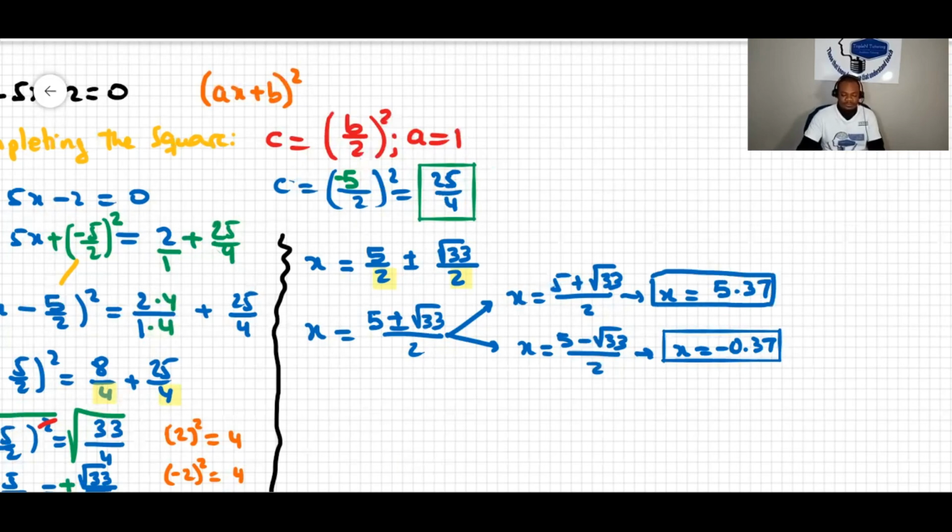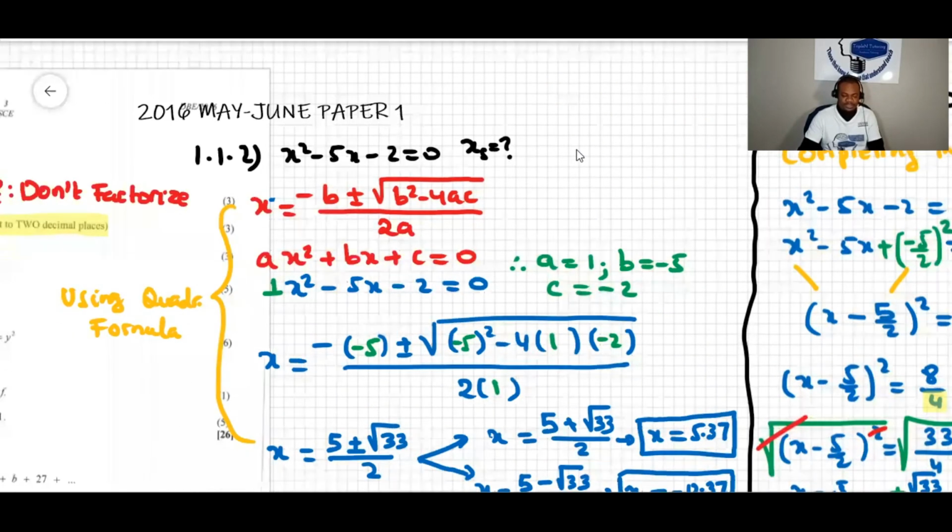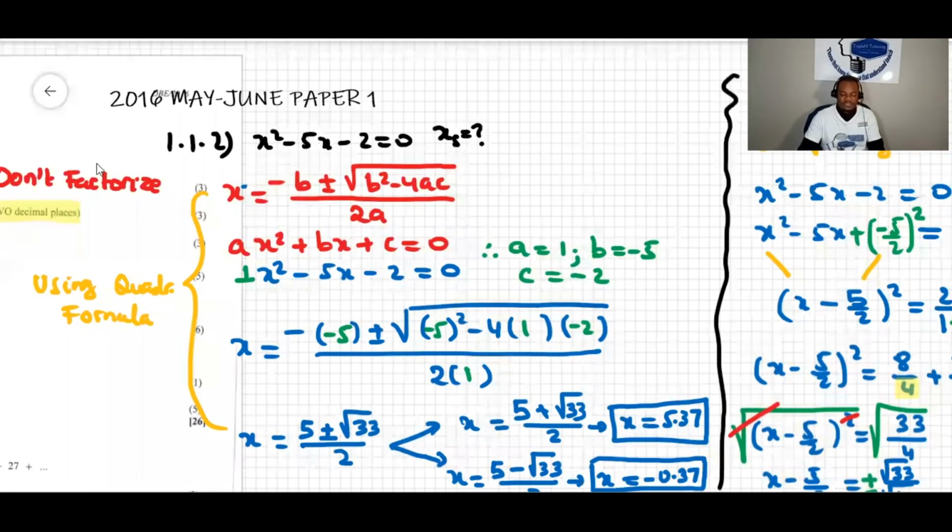We did solve it two different ways, by using the quadratic formula and also by completing the square.